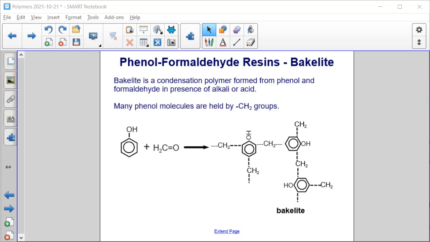Let's talk about phenol formaldehyde resins like bakelite. It is a condensation polymer formed from phenol, which you see on the left here, and formaldehyde here. And you can see the polymer resin structure here, where you have the CH2 groups surrounding the phenol, much like in that trimer structure that we saw previously.